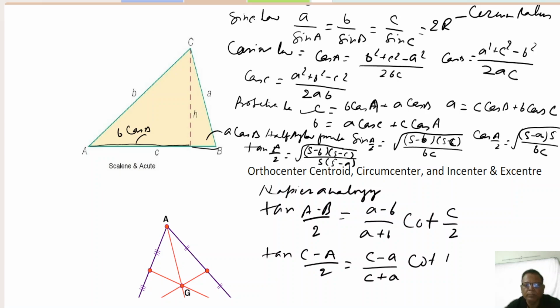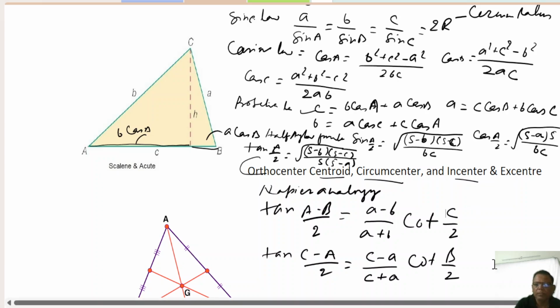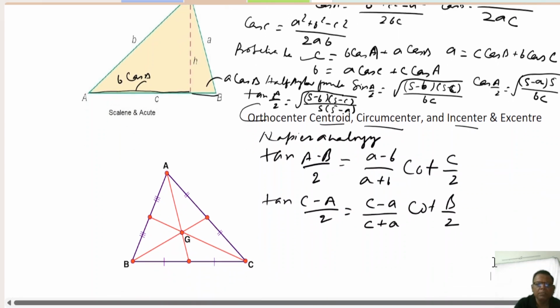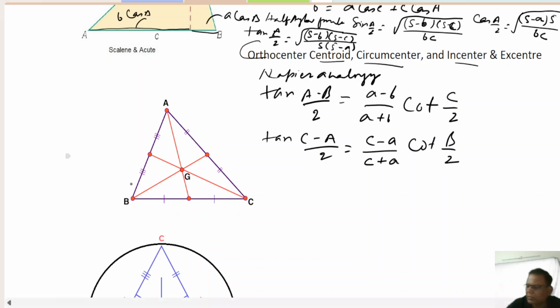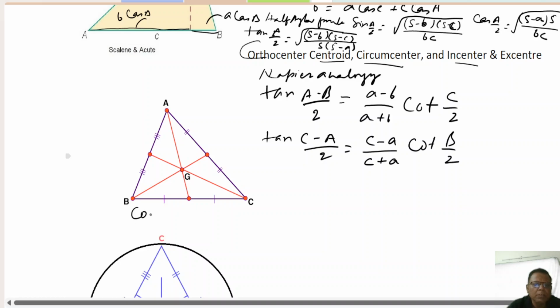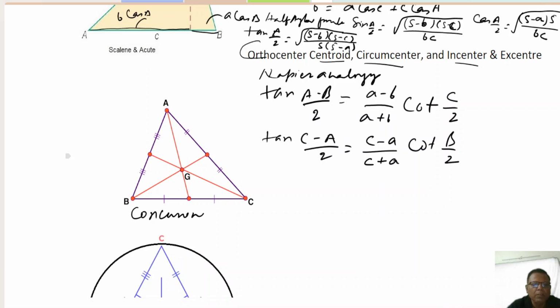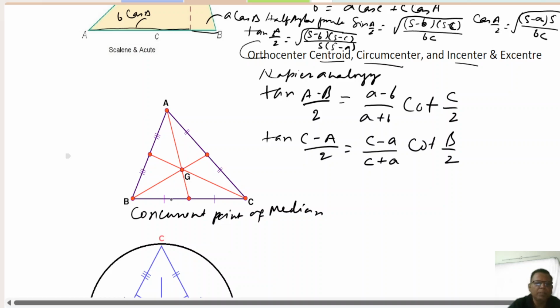Now come to this one: orthocenter, centroid, circumcenter, incenter, and excenter. So what is centroid? Centroid is the concurrent point of the medians. So what is a median?